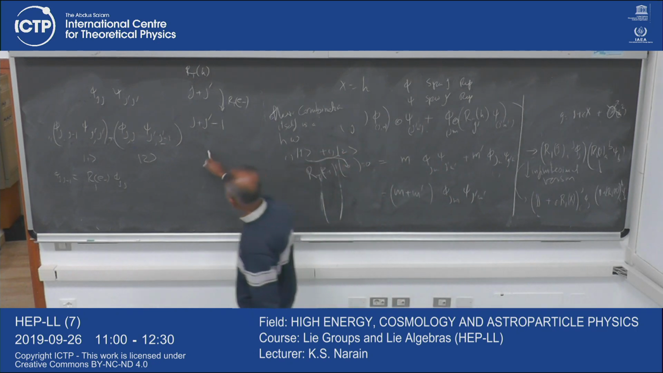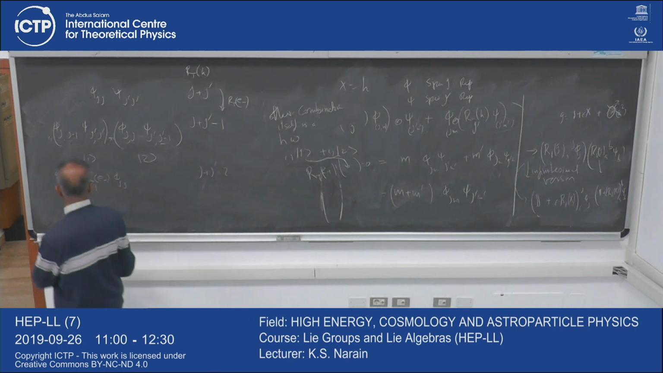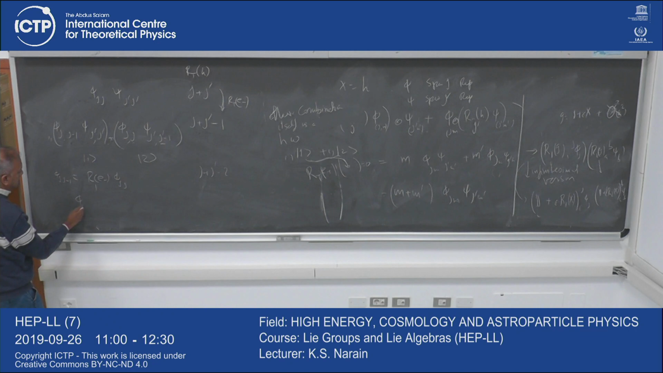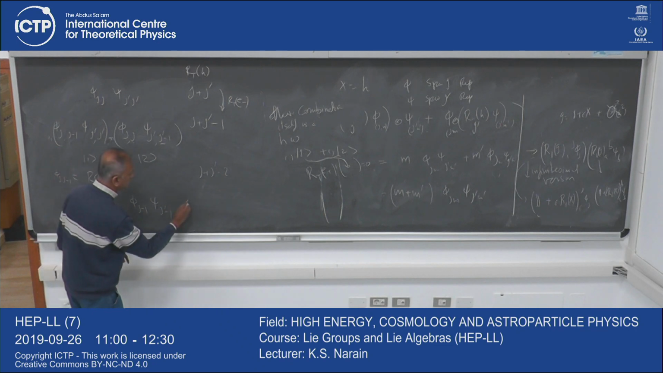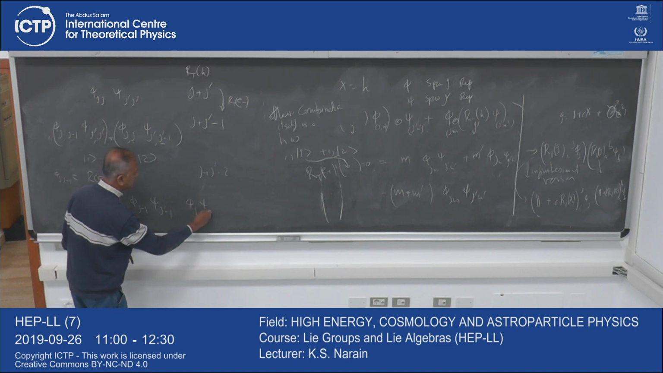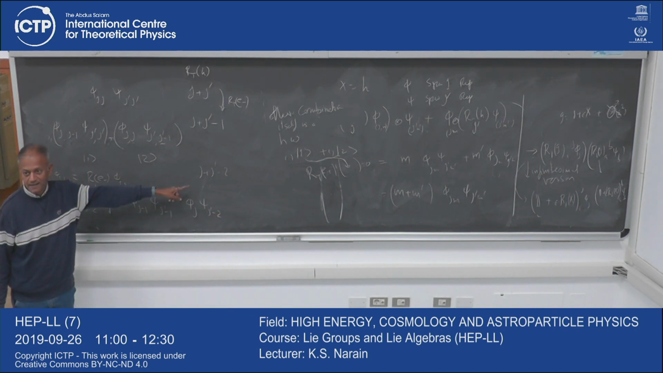Now if you go to the next level, you have j plus j prime minus 2, and there are several possibilities. Let me suppress the spins, because it's understood that this is spin j and that is spin j prime. I will just write the n quantum number. So this is phi j minus 2 psi j prime, one state. Then you have another state, phi j minus 1 psi j prime minus 1, and another one, phi j and psi j prime minus 2. There are 3 states at this level.